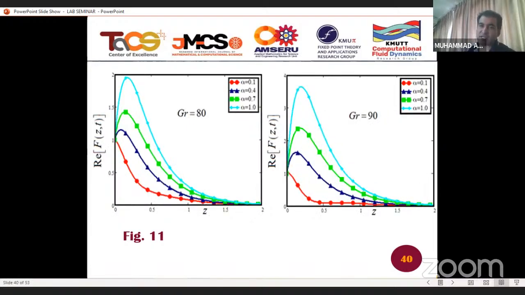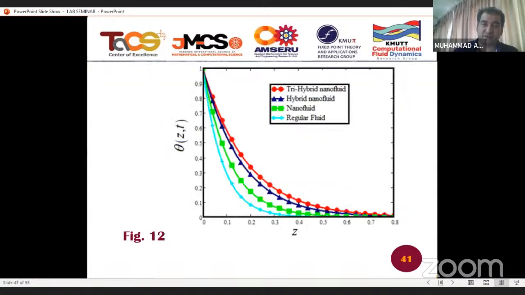Similarly, Gr can affect the velocity of the fluid, and everyone knows that these are thermal buoyancy forces, which are used to accelerate the fluid velocity within the boundary layer. Initially the Grashof number was 80, and increasing Grashof from 80 to 90, the velocity of the fluid gets high, and you can see that from the figure.